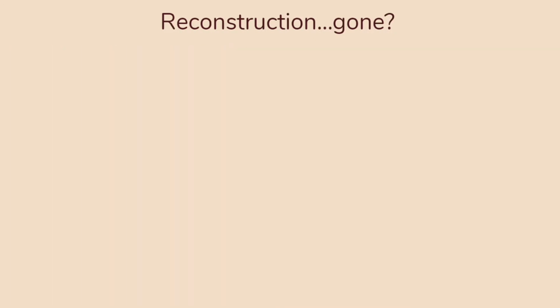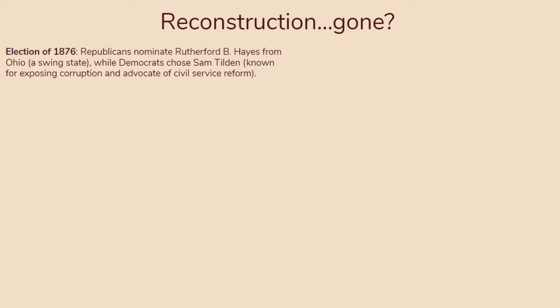Okay, so let's talk about Reconstruction and how it's kind of fading away from America's conscience, specifically for white people, because it doesn't really affect them. Reconstruction isn't really their priority, so they aren't going to really prioritize it anymore. And so this all really starts with the election of 1876, where Republicans nominate Rutherford B. Hayes from Ohio, and Democrats choose Sam Tilden, who's known for exposing corruption and is a staunch advocate for civil service reform.